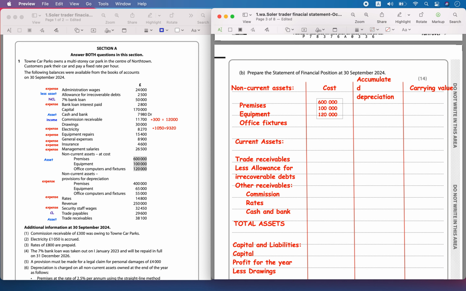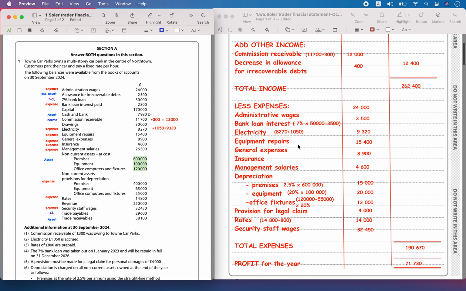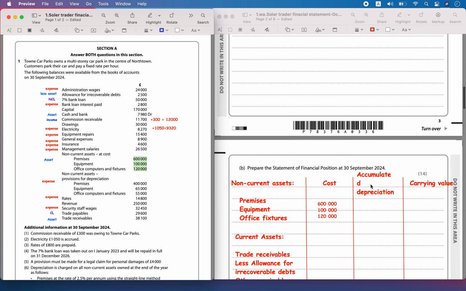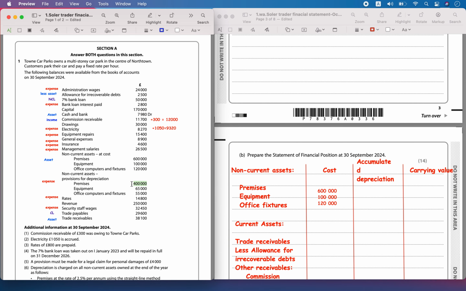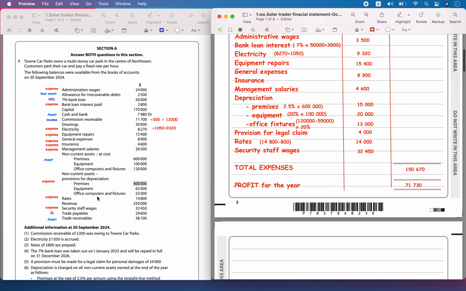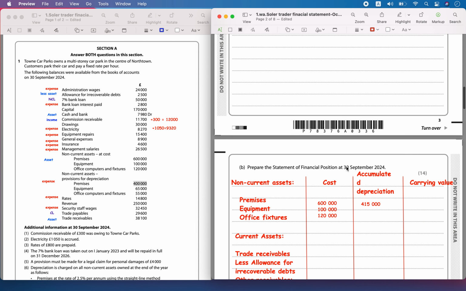So 100,000 and 120,000. These are the costs. Now the accumulated depreciation, which includes this year's depreciation. You can add up from the previous one which we have calculated. So 400,000 plus 15,000 will be 415,000. Then the next one is 65,000 plus 20,000, which is going to be 85,000.